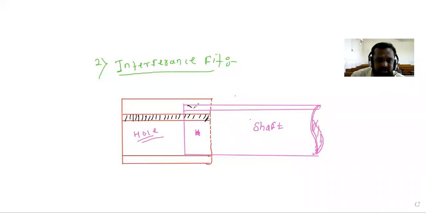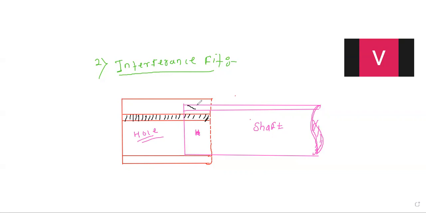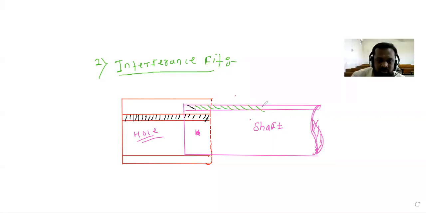And what is this? Tolerance zone for the shaft. Now see, we can say this is the upper limit for the hole. Again, this is the lower limit for the hole. Again, for the shaft, it is the upper limit, and it is the lower limit for the shaft.